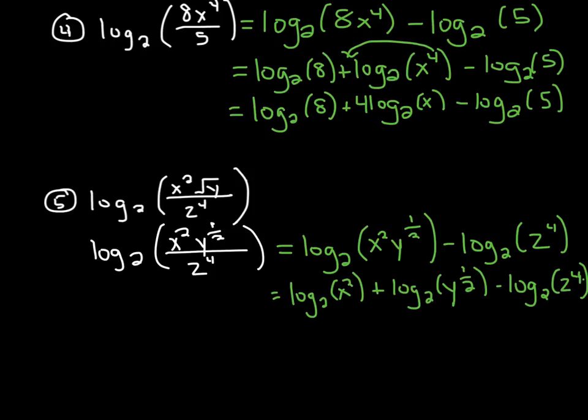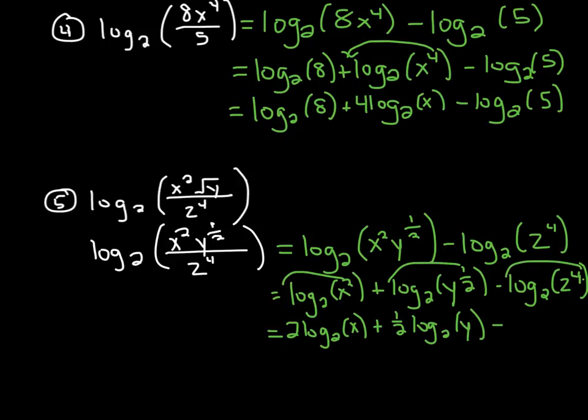All right, and then finally, the power rule tells us that we can take each of these exponents here, so this 2, this 1/2, and this 4, and just bring them to the front of the individual log term that they're connected to. So if I bring this to the front, we'll have 2 log to the base 2 of x plus 1/2 log to the base 2 of y minus 4 log to the base 2 of z.